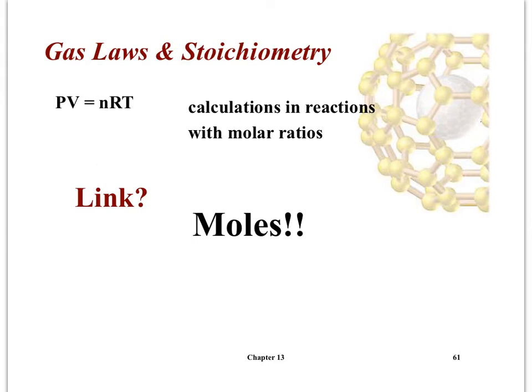Just remember that with stoich you can use any substance as long as the substances are related in a chemical equation. You can use the coefficients as your molar ratio. But with PV equals nRT, that's the ideal gas law, so you can only use PV equals nRT if you have a gas. You can't use it for solids, liquids, or solutions. So let's take a look at an example.